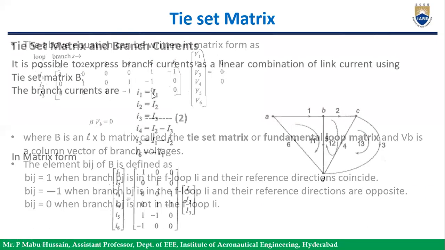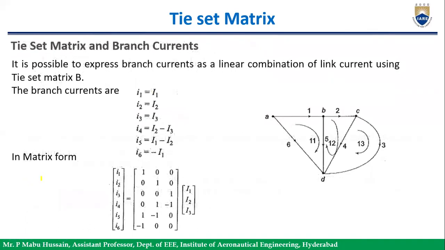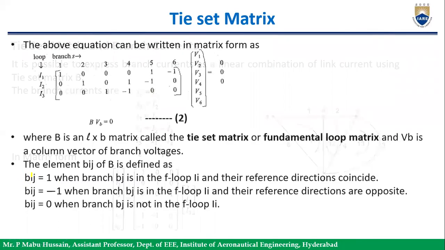So you have to remember these conditions for the value of an element in the Tieset matrix. Bij will be equal to 1 when the branch current and the loop current are both in the same direction. It will be -1 if the branch current and the fundamental loop current are in opposite directions. Okay, and Bij will be 0 when the branch is not in the loop.